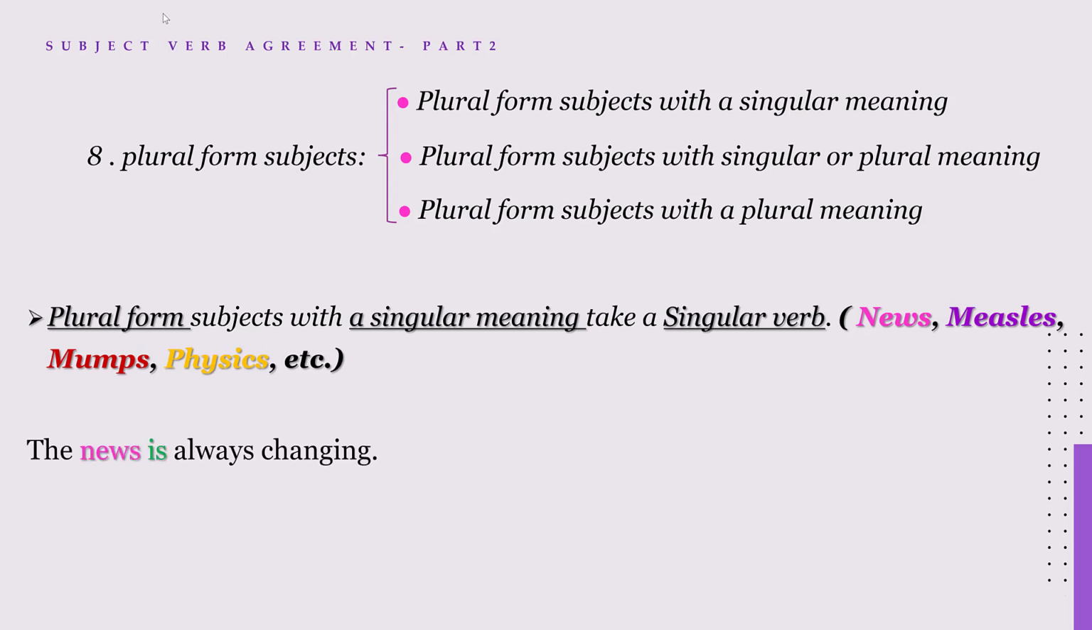Although news looks like a plural noun, it acts as a singular because it refers to a single concept or collection of information. Mumps is quite serious if you get it as an adult. In this example, mumps is followed by a singular verb because mumps is the name of a singular disease.